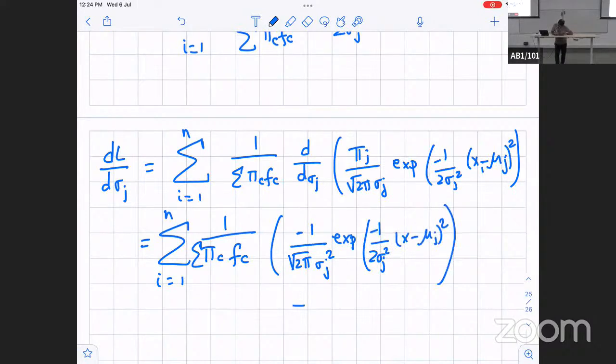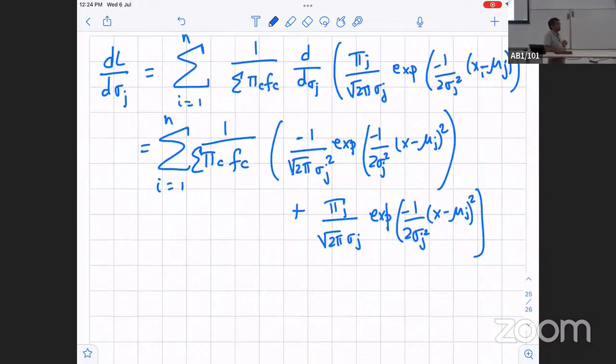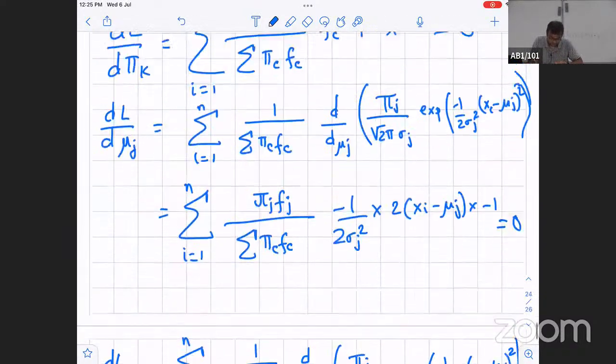Then plus pi j by square root 2 pi sigma j e power. The e power part stays as it is, then I take the derivative of the inner part. So what will that be? Minus 2 by sigma j cube, times minus 1. So this entire term is equal to 0. These are the three terms which we have got.